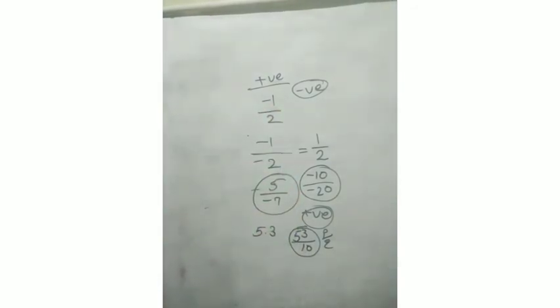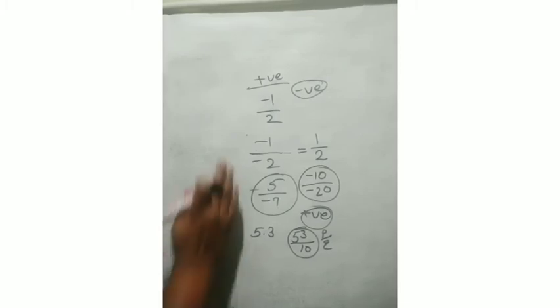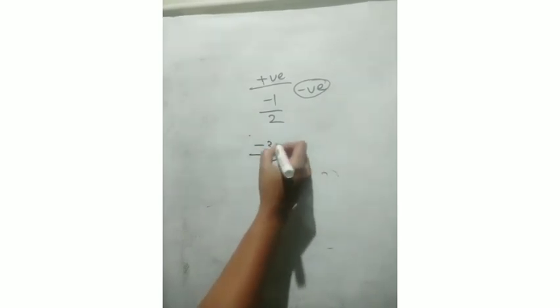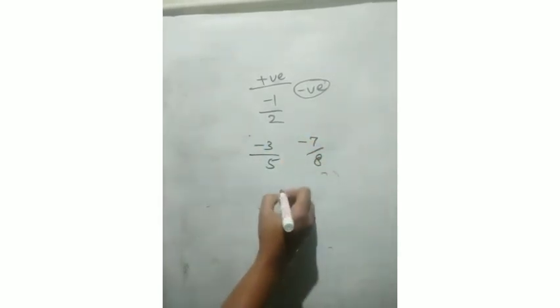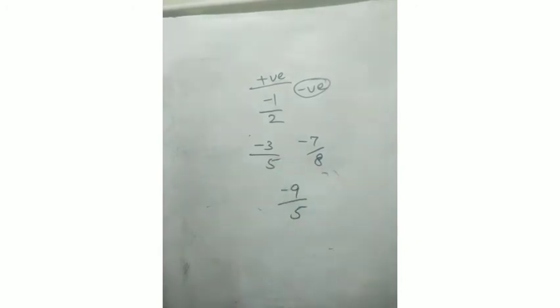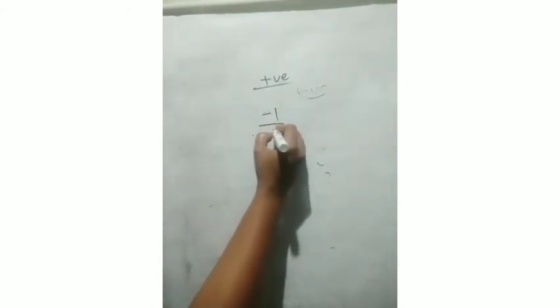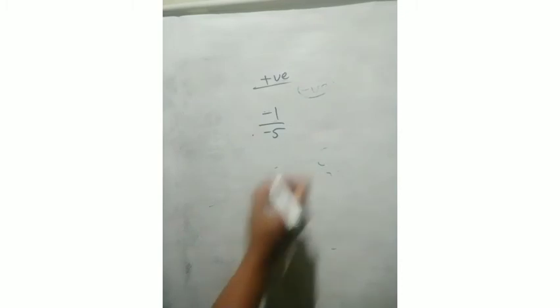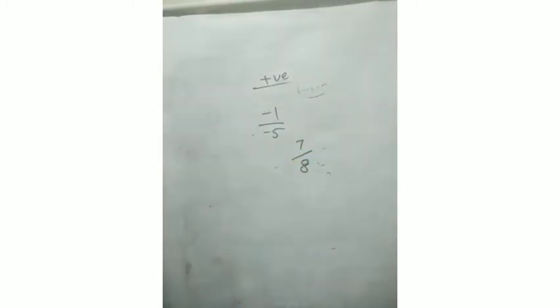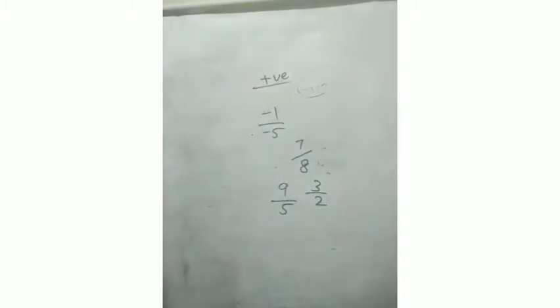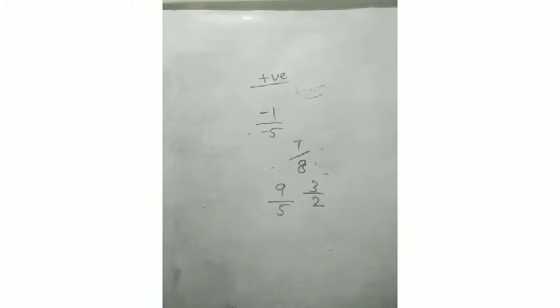How can we say negative rational number and positive rational numbers? Some more examples: negative 3/5 is a negative rational number. Negative 7/8, negative 9/5, all these numbers are negative rational numbers. Then positive rational numbers: negative 1/negative 5 is a positive rational number. Then 7/8, 9/5, 3/2, all these numbers are positive rational numbers. Clear?